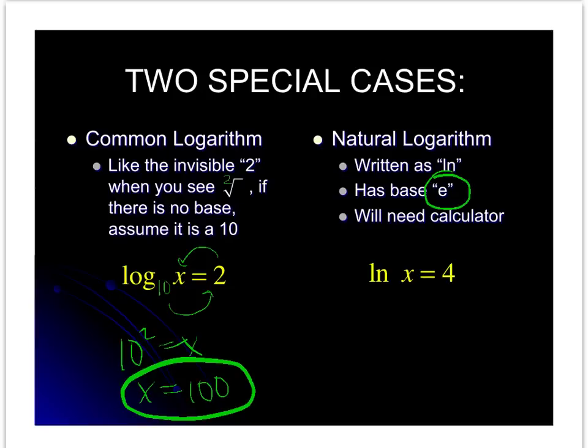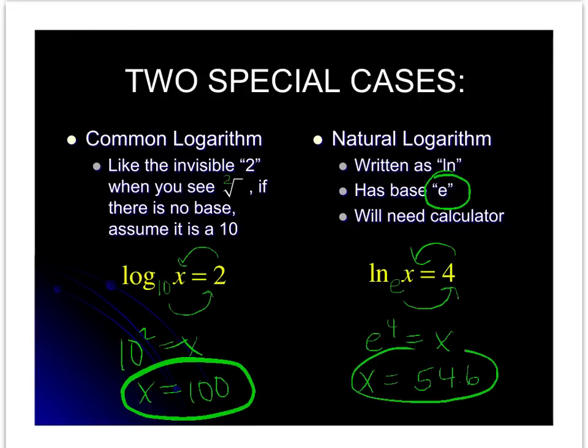The other special case is the natural logarithm, and our number e is going to come back into play here. The natural log, you'll never see an e in here, but that's really what it is. We'll talk about why that's the case in class tomorrow. So in this case, we say e to the 4 equals x. And if you plug e to the 4th into your calculator, you get that x equals about 54.6.